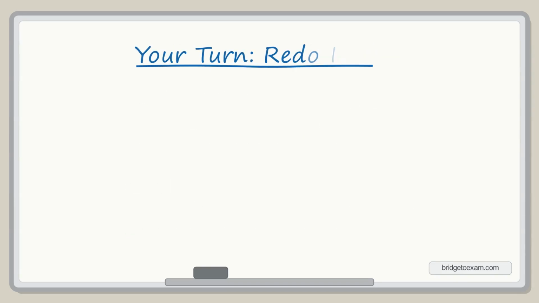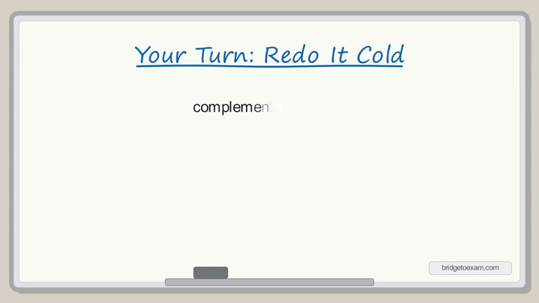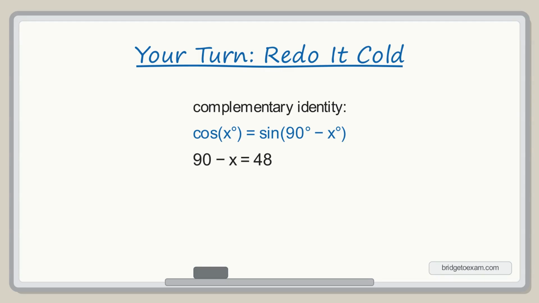Your turn, and do it cold, no peeking. A common midterm miss: cosine of x degrees equals sine of 48. Find x. Pause and redo it from scratch. Use the complementary identity. Cosine of x equals sine of 90 minus x, so 90 minus x must equal 48. Solving gives x equals 42. Now you'd find 2 more complementary angle questions, and do them immediately.